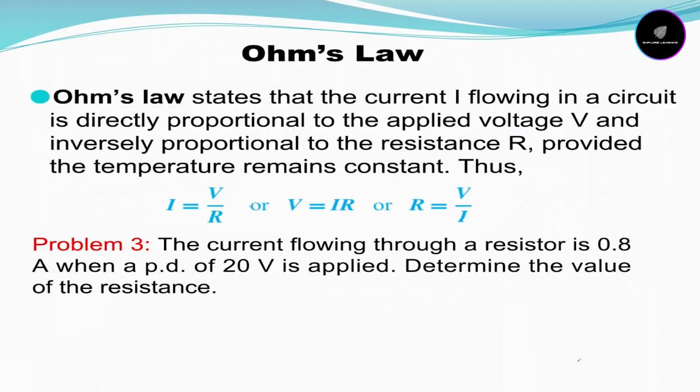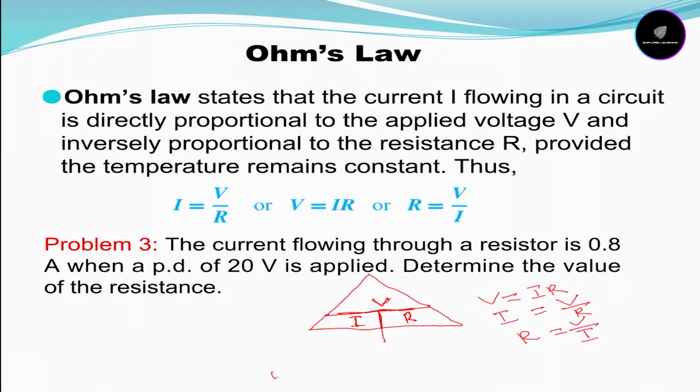So let's quickly solve this problem. Now, the current flowing through a resistor is 0.8 amps when a PD of 20 volts is applied, so we have V equal to 20 volts. Determine the value of the resistance. Now we're looking for R.